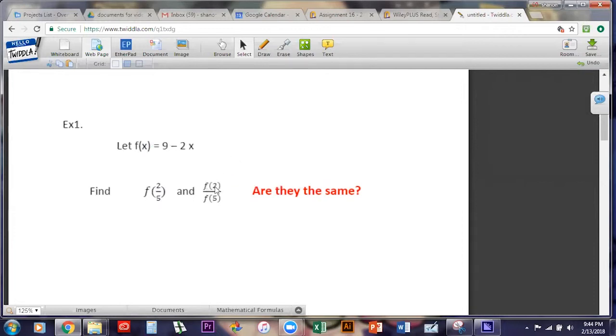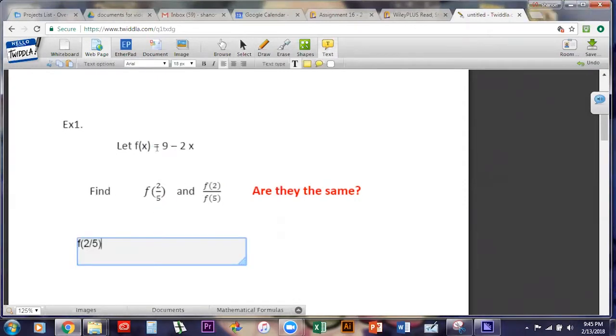Whereas this one says f of 2 over f of 5. Now notice how this is different. This is asking us to put 2 into the function, put 5 into the function, and then whatever results we get, we're going to form a fraction or a division between those two numbers. Okay, so let's start with f of 2/5.